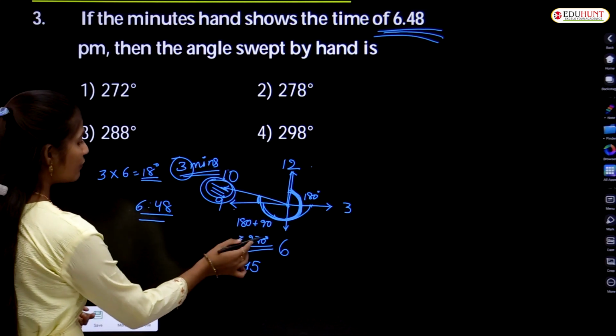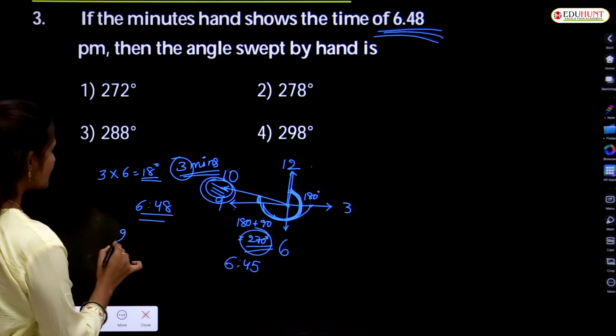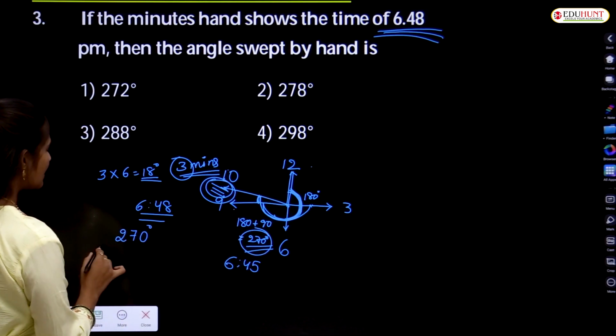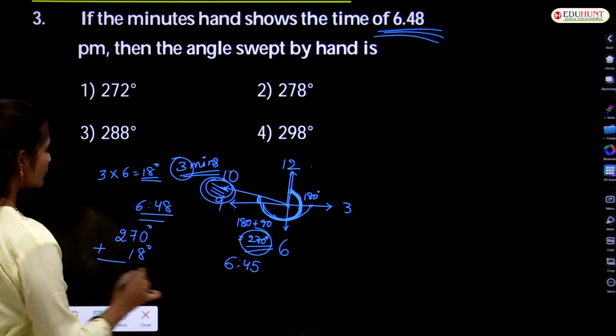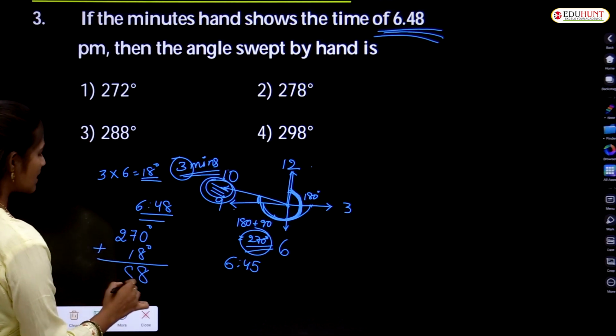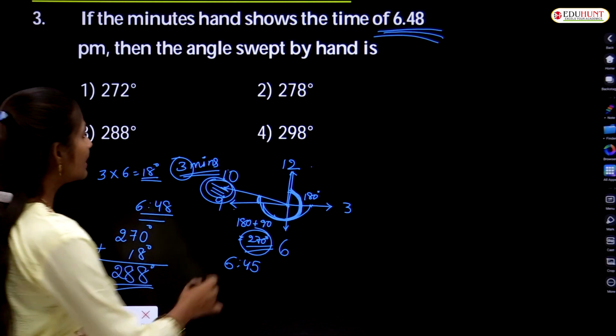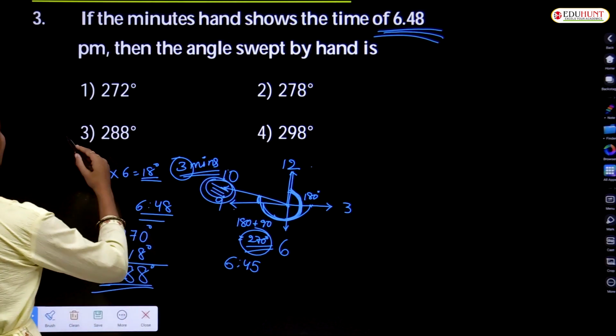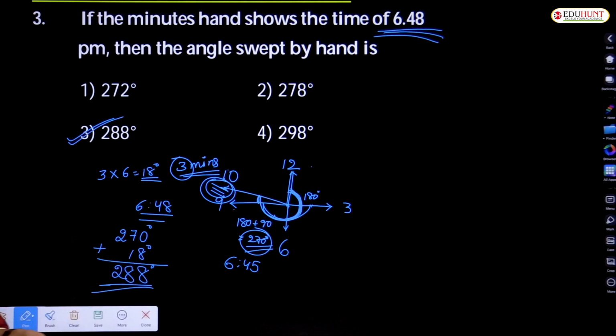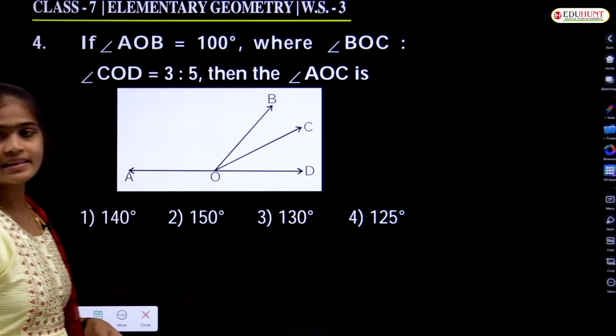Okay, so up to here we got 270 degrees plus 18 degrees, which is equal to 288 degrees. So which option is correct? 288 degrees. So let us see the next problem.